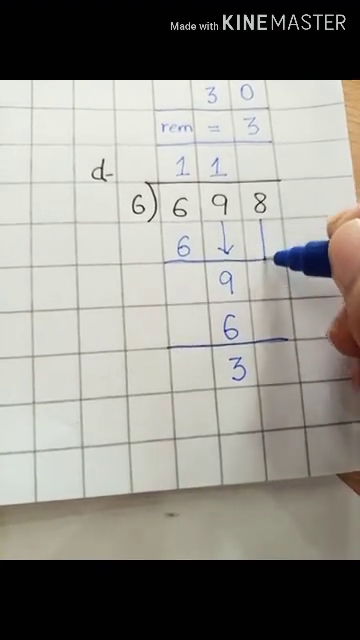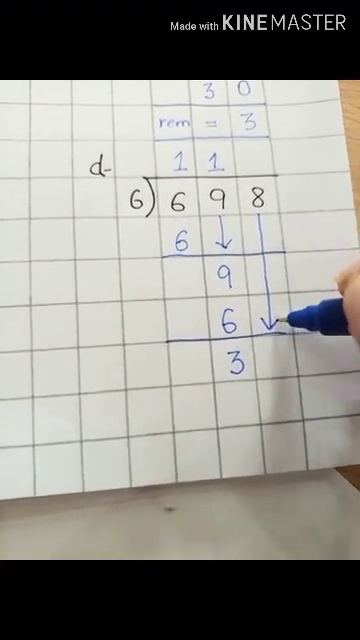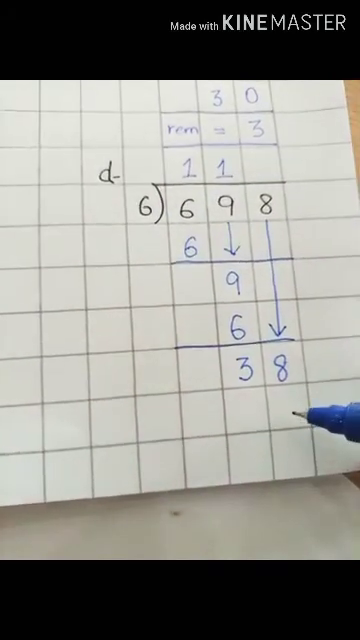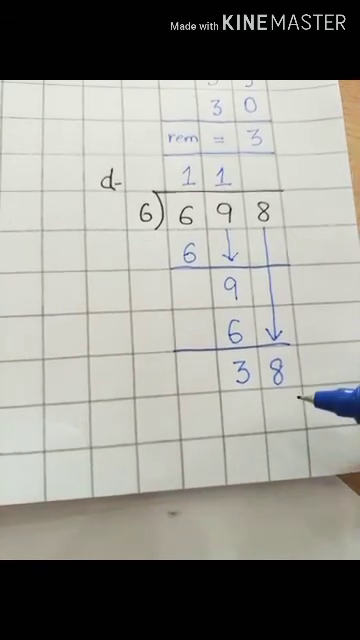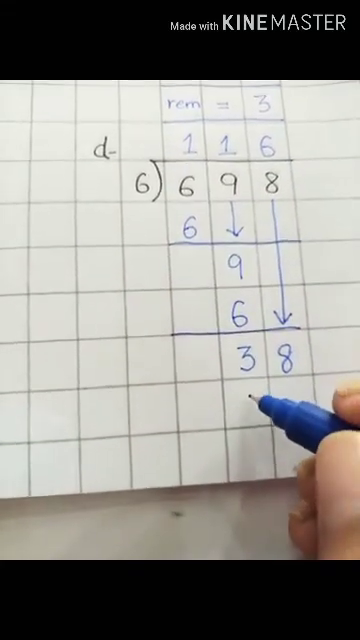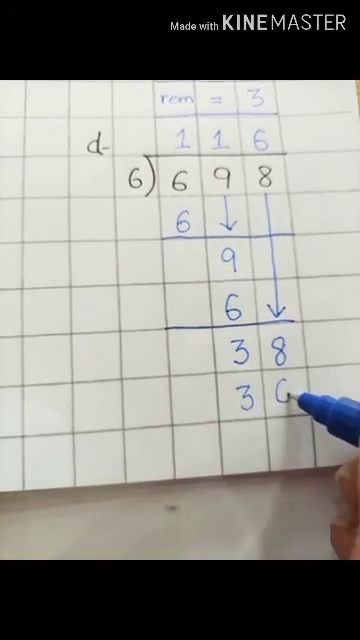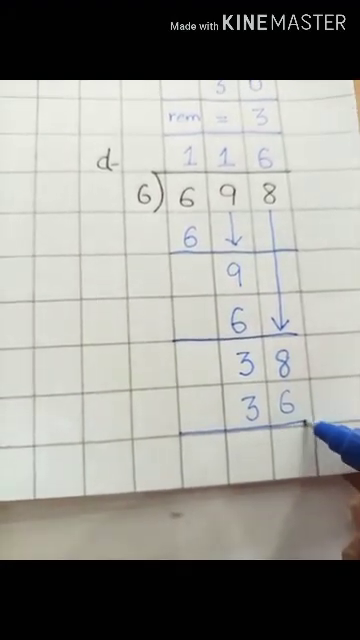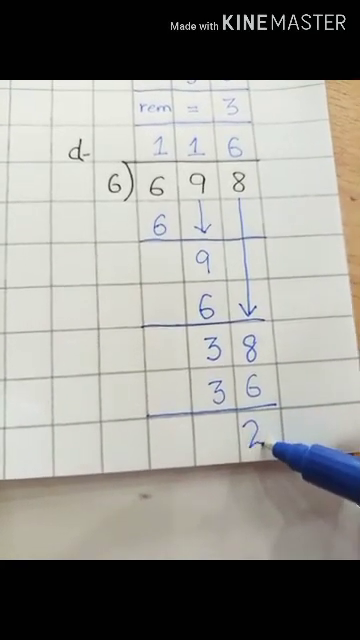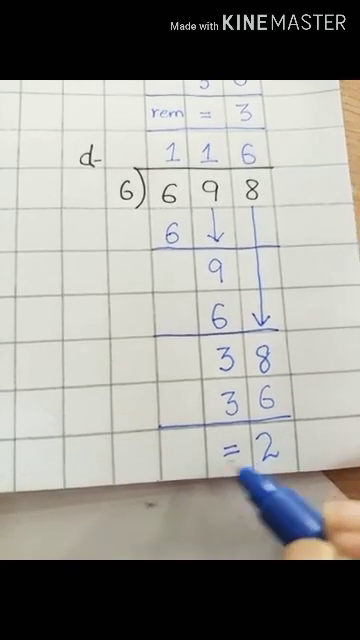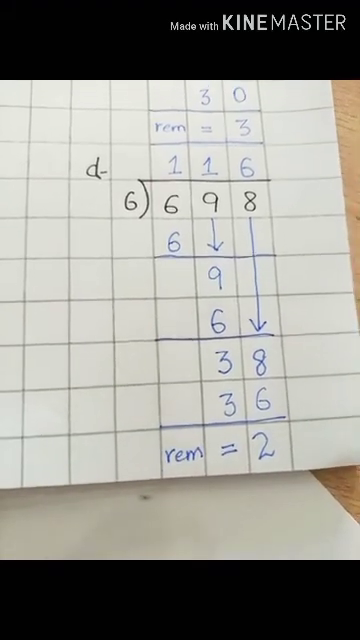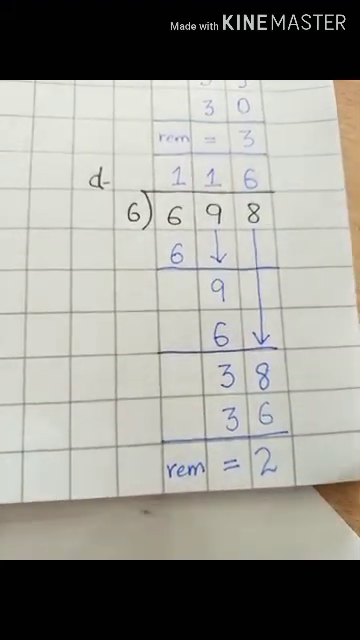Next step is bringing this 8 down. This will become the number 38. Now students, 38, read the table of 6 till we get the number 38 or smaller than the 38. As we know that 6 sixes are 36. So students, I can write 36 beneath it because 36 is nearer to the number 38. 8 minus 6 and my remainder is 2 because this 2 is smaller than my divisor and I can't divide it further. Here is my remainder, that is the 2. So students, our quotient is 116.